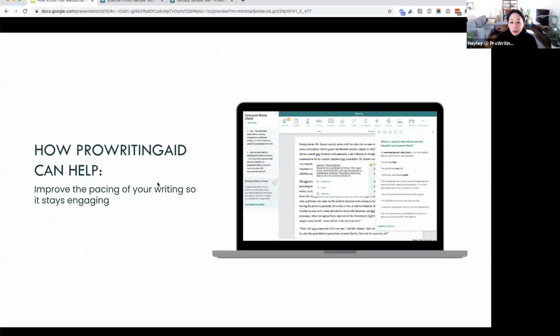We also need to improve the pacing of our writing. So like I said, in fantasy, it is possible that you will have places where your pacing is moving quickly.